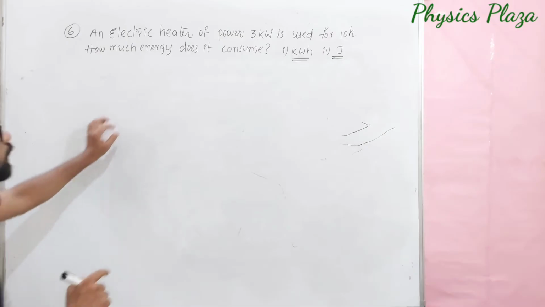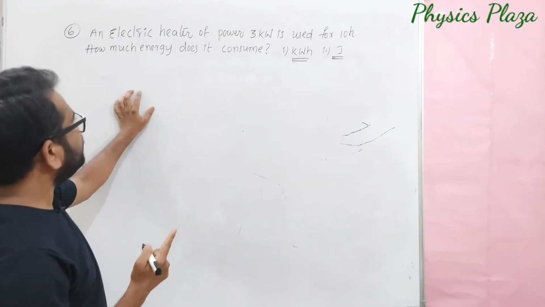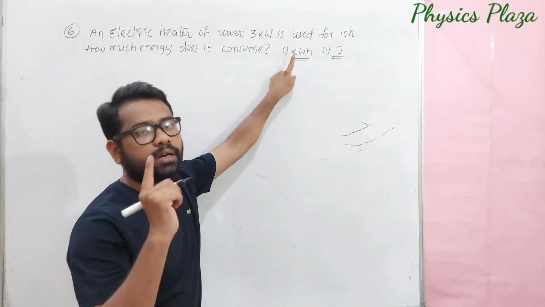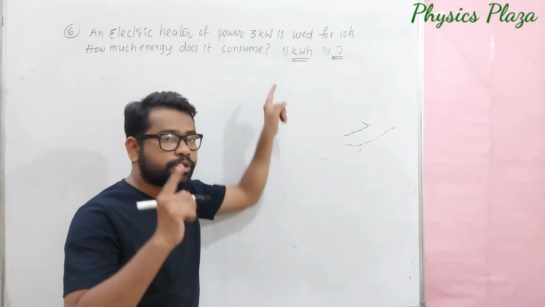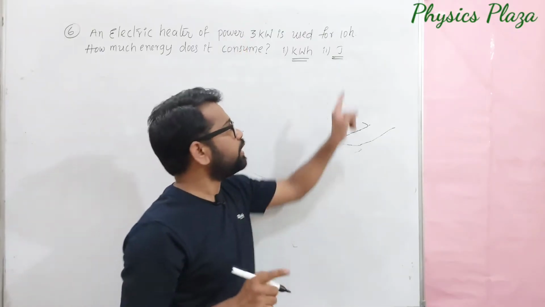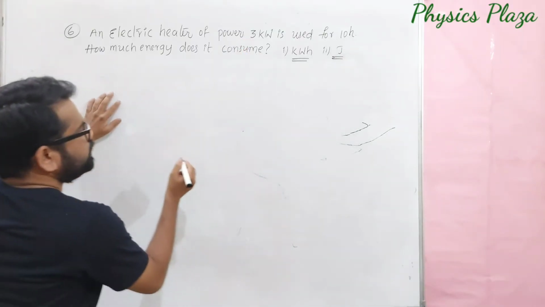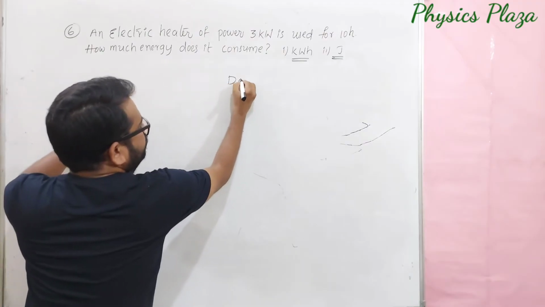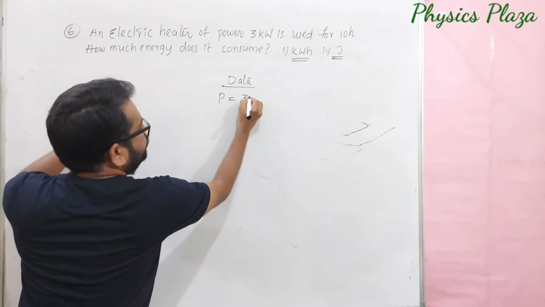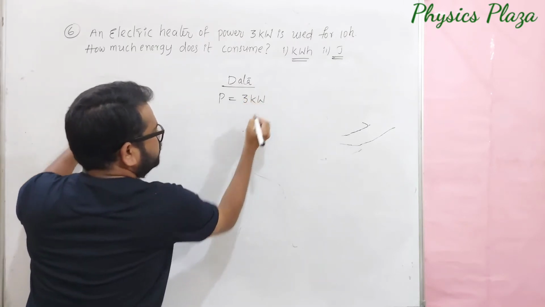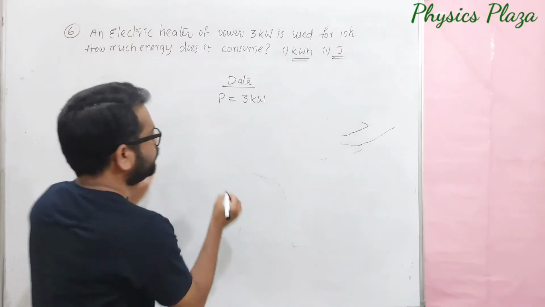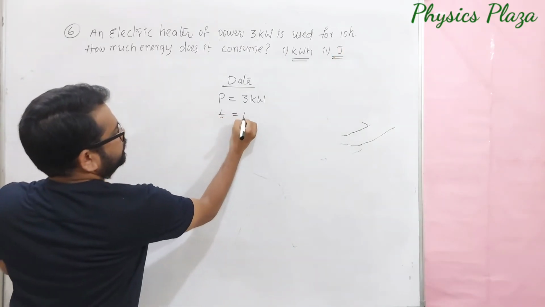So children, this is how actually we can calculate the work done, even energy spent, even the power of the machine also. In this question, it is given that an electric heater of power 3 kilowatt is used for 10 hours. So children, kilowatt is a unit of what? Power. So here power is given and it is operated for 10 hours. First let us write actually what is given. So power is equal to 3 kilowatt, and time is given 10 hours.